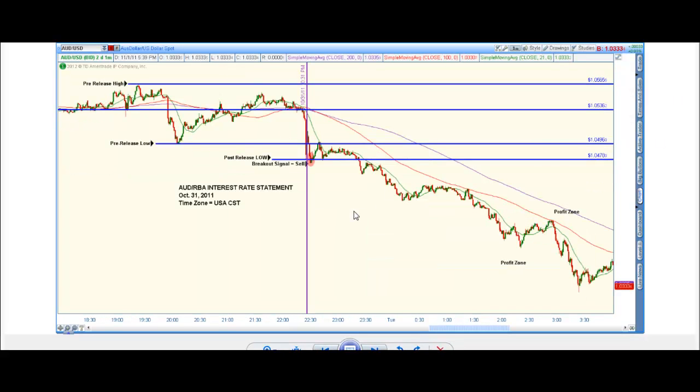Here we have October 31st, 2011. Here is our pre-release low, pre-release high, post-release low. Here we had the 1 minute candle actually break that and come down. We broke below that right here, like 3 minutes after that. That's a sell signal. There's our profit zone. I recommend that you go back and look at August 2011 as well as September.